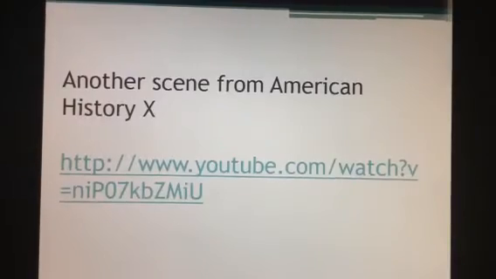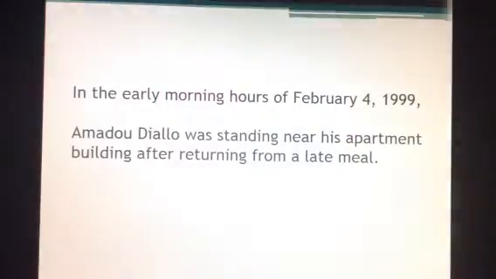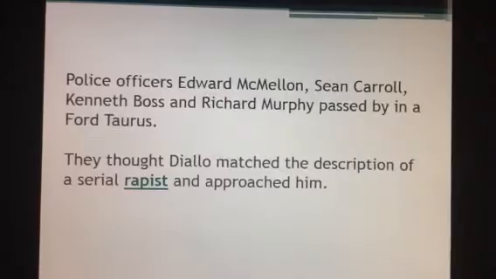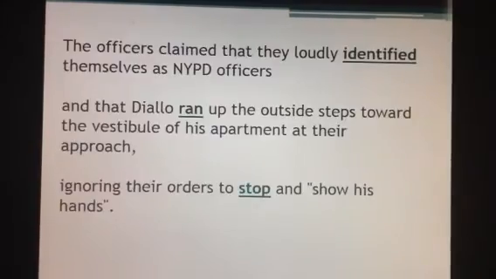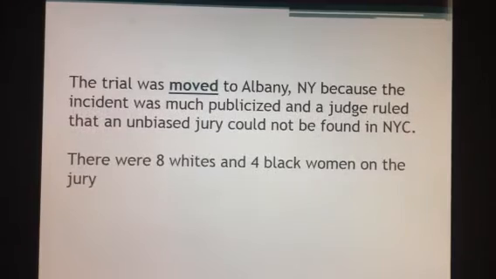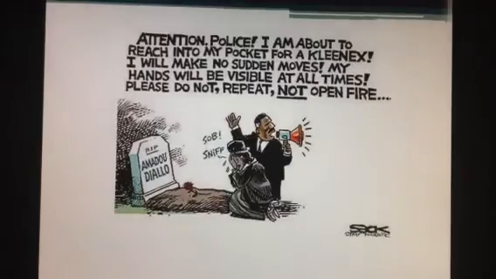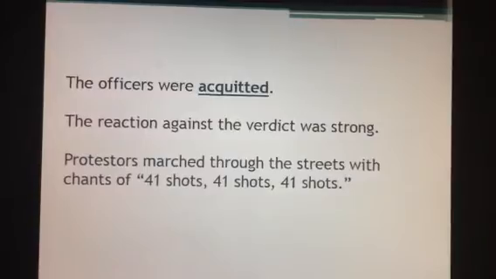I'm going to skip this right here and skip another incident that occurred in New York City. We know lots of incidents have occurred recently, the last couple years, with police and African Americans.